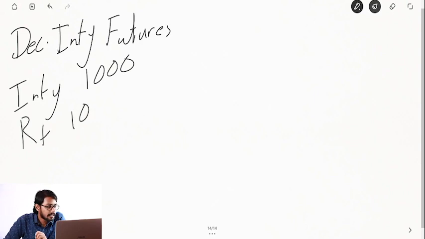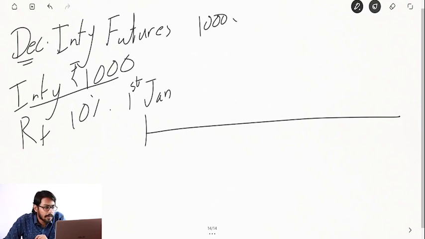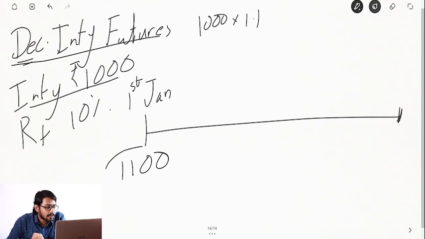Risk-free rate is 10%, let's say. Assume December is 1 year from now. For the sake of example, today is 1st January. A share of Infosys has a cost of rupees 1000. So 1000 into 1 plus R, that is 1.1, futures should have a fair price of 1100. You bought a December Infy futures at rupees 1100.